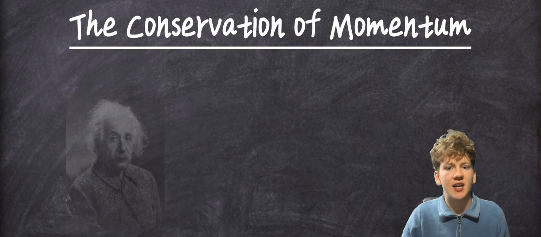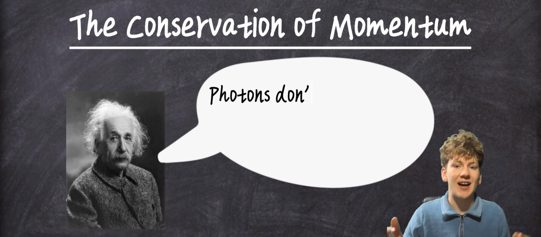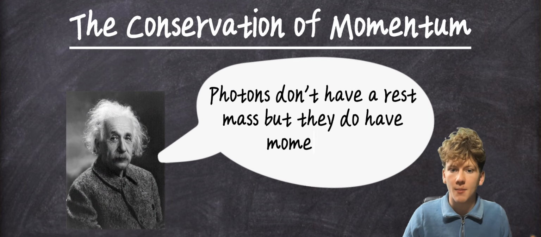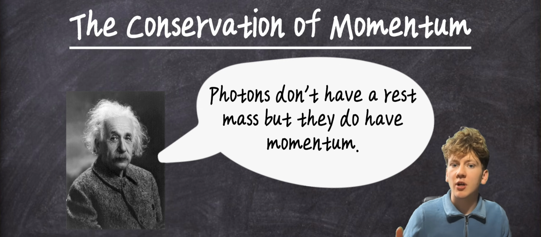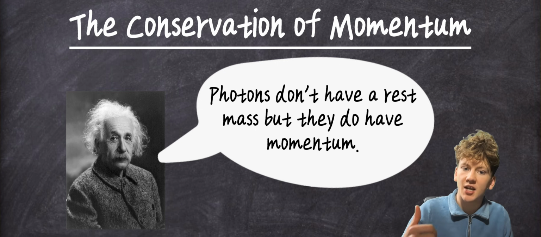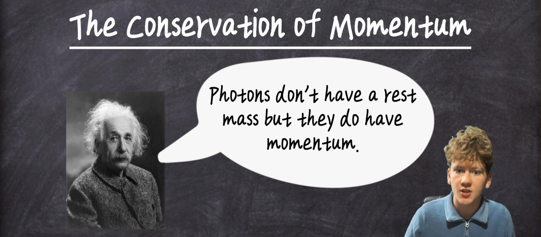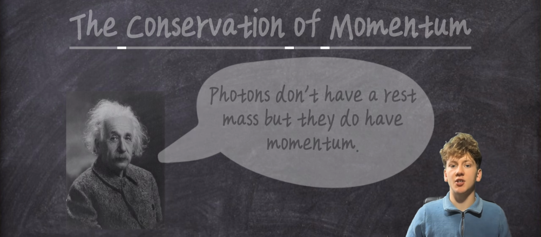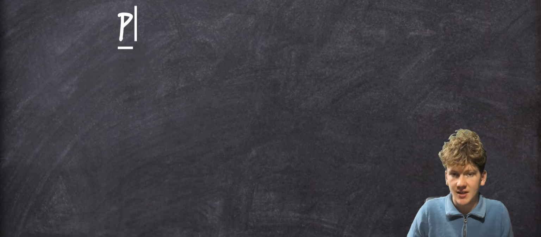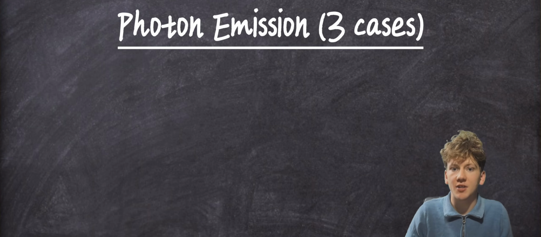Remember, relativity tells us that although photons don't have mass, they do have momentum. The electron briefly excites, then emits a secondary photon, or several photons, giving it a second push. But it does this in a random direction. There are three possibilities for this secondary photon emission.